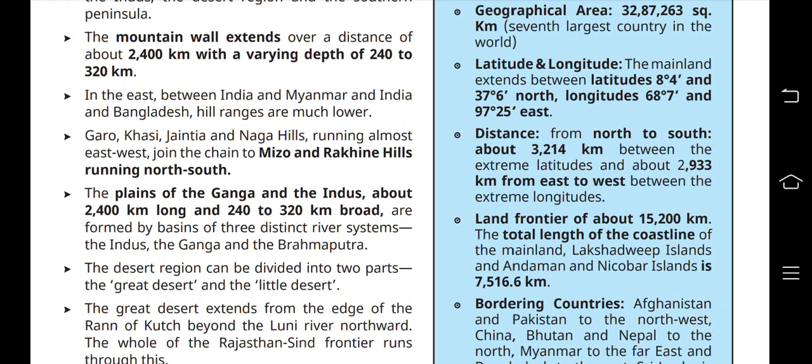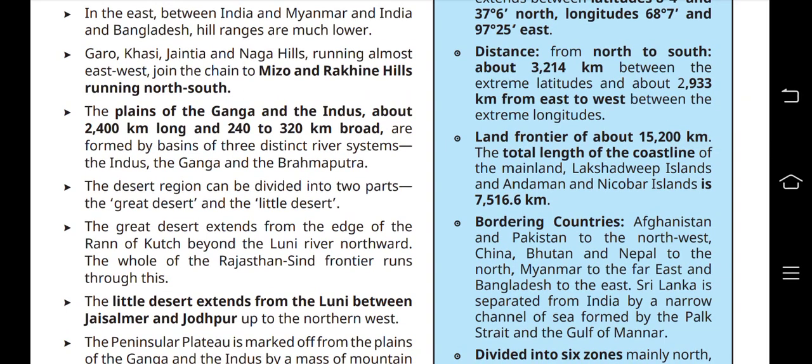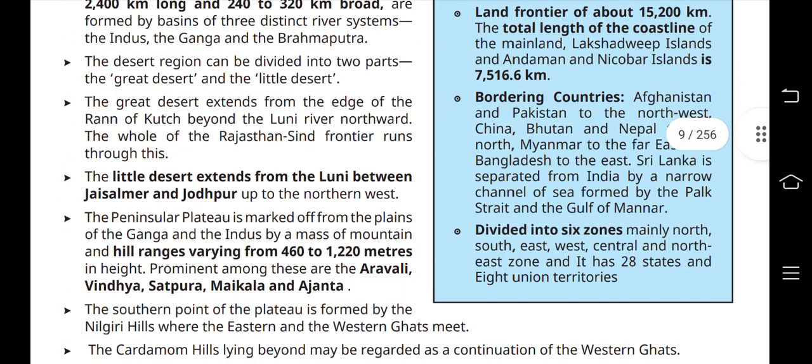The desert region can be divided into 2 parts, the Great Desert and the Little Desert. The Great Desert extends from the edges of the Rann of Kutch beyond the Luni River northward. The whole of the Rajasthan-Sindh frontier runs through it. The Little Desert extends from the Luni between Jaisalmer and Jodhpur up to the northwest.